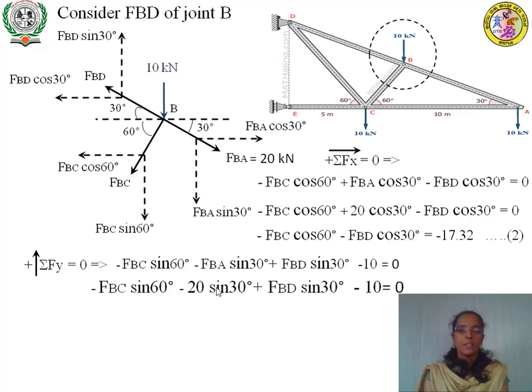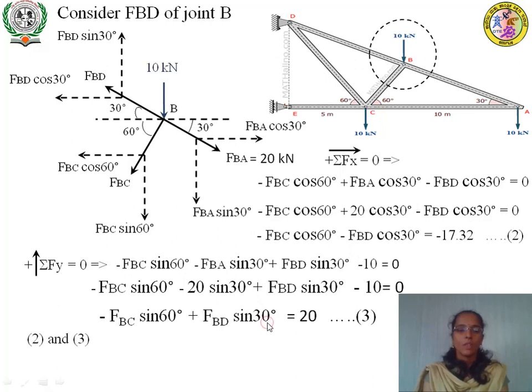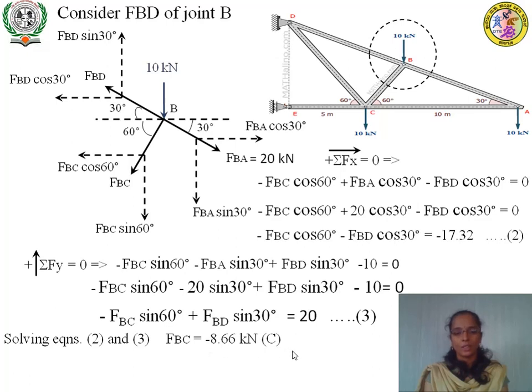So minus FBC sin 60 minus BA value is 20, therefore minus 20 sin 30 plus FBD sin 30 minus 10 equals 0. After simplification it is minus FBC sin 60 plus FBD sin 30 equal to 20. Take it as equation 3. These two simultaneous equations you can solve, and we obtain FBC as minus 8.66 kilonewton and FBD as 25 kilonewton. So BC is under compression, 8.66 kilonewton, and BD is under tension, 25 kilonewton.